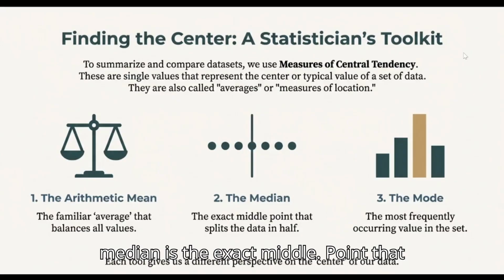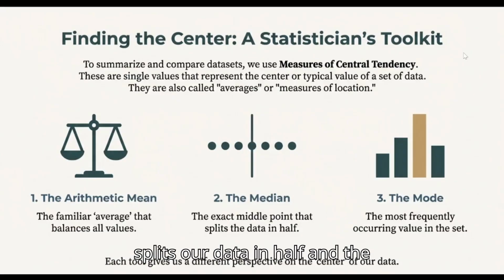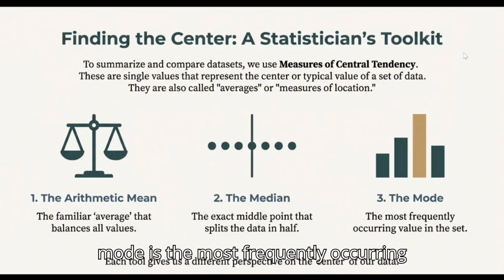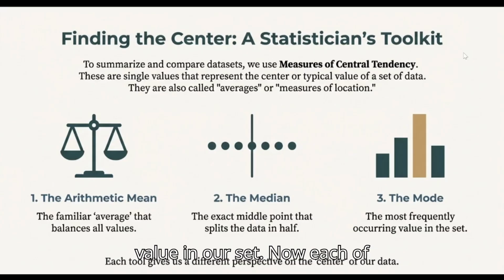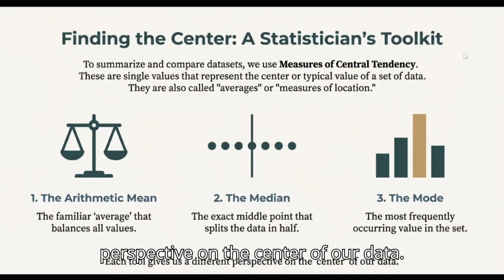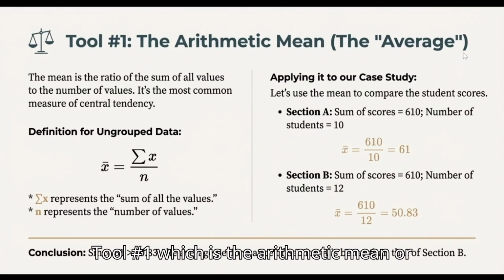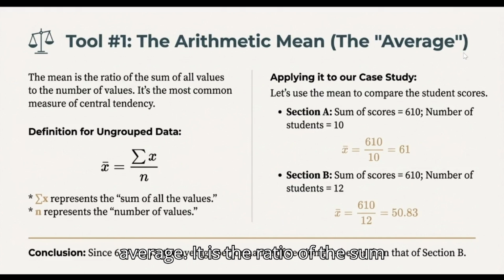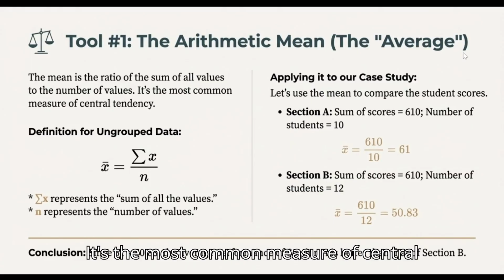While the median is the exact middle point that splits our data in half, and the mode is the most frequently occurring value in our set. Each of these tools gives us a different perspective on the center of our data. Tool number one is the arithmetic mean or average. It is the ratio of the sum of all values to the number of values. It's the most common measure of central tendency.